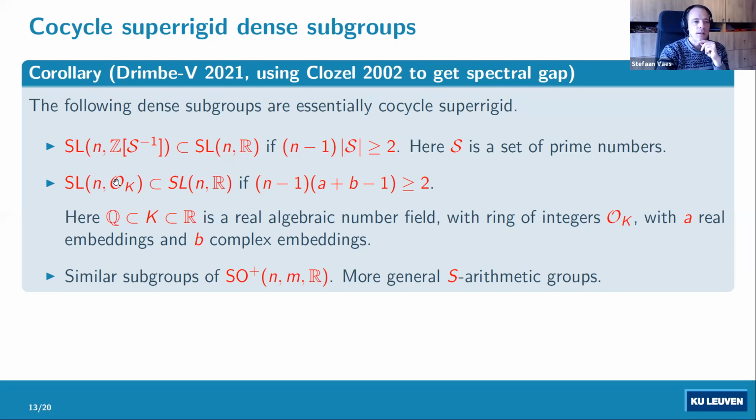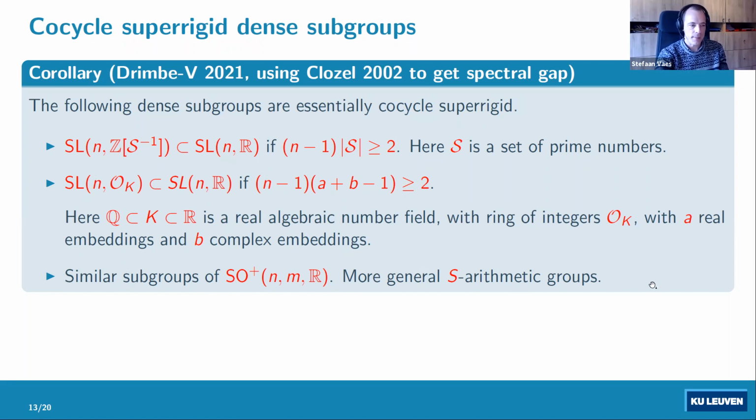But you can also do it with SLN over a ring of integers of a real algebraic number field. So if K is such a real algebraic number field, you have the ring of integers, you have this dense subgroup. And again, in a way, there should be sufficiently high rank. So here, the proper assumption is you look at the number of real embeddings of the field and the number of complex embeddings. And then there is a condition to be satisfied that ensures the Cocycle superrigidity property. And then you can push this much further to general S-arithmetic groups and in particular this kind of subgroups of this kind of Lie groups.